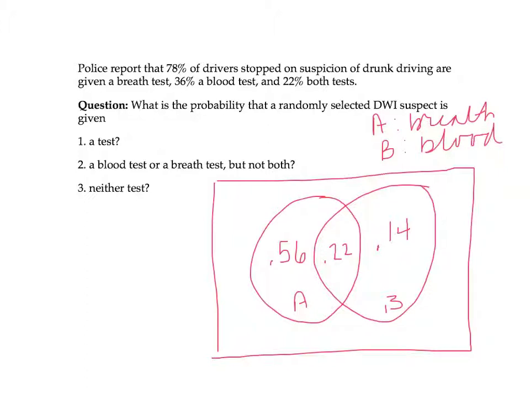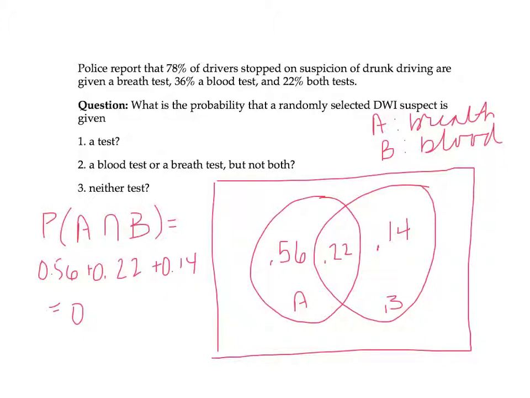So the first question is, what's the probability of getting a test? That's the probability of A or B. That's everything inside of those circles. That's everybody that got a test. So that would be 0.56 plus 0.22 plus 0.14. I know I hate not having those zeros. And that will all add up to 0.92.